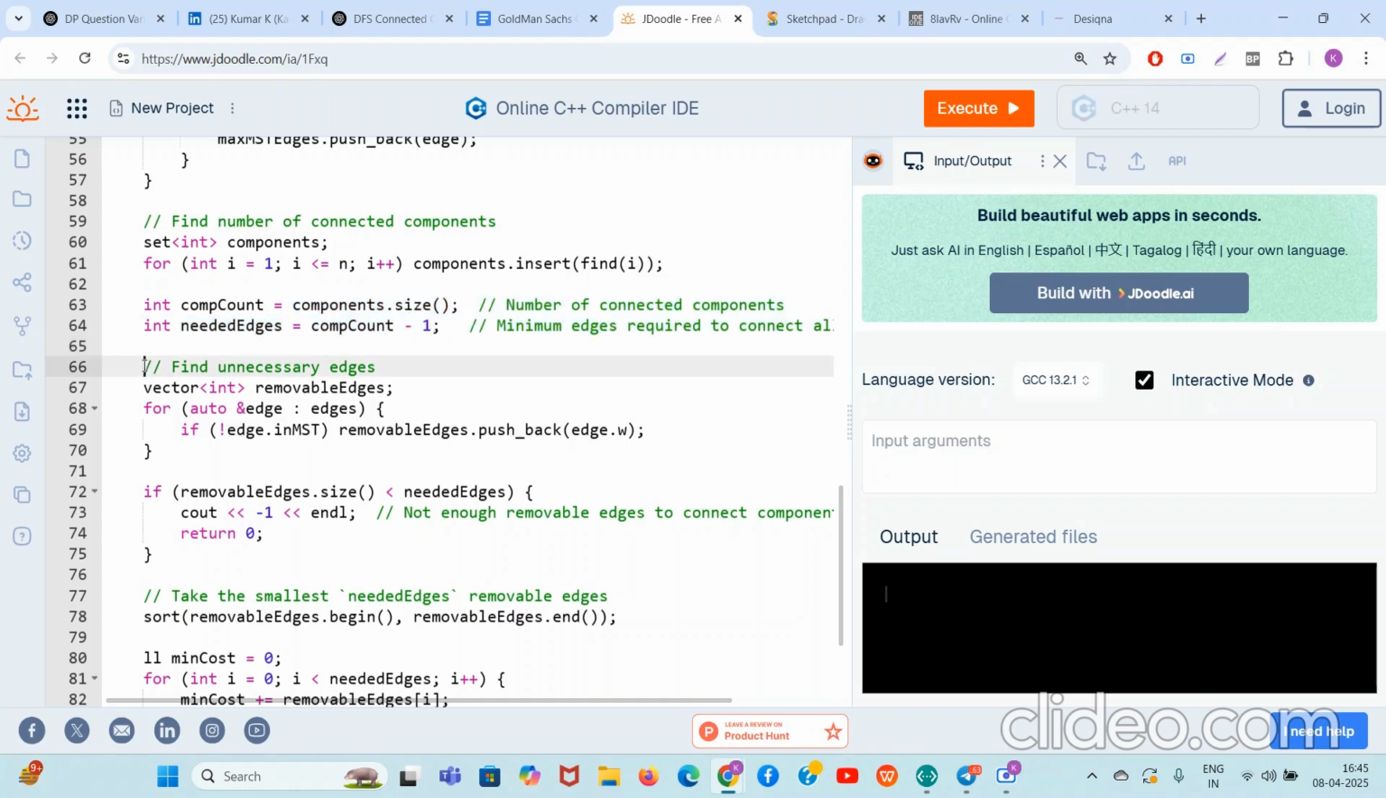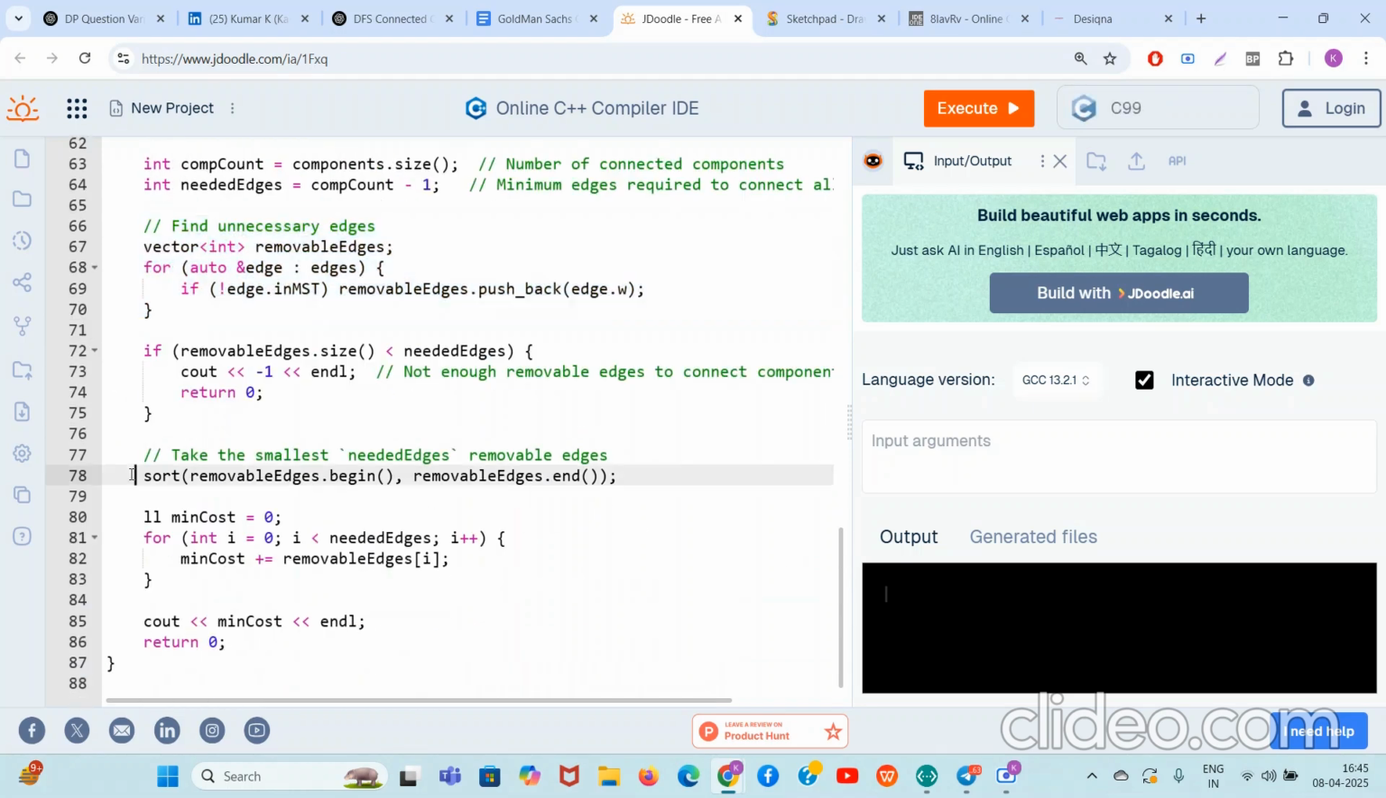Now we will try to find the unnecessary edges. Once we have the unnecessary edges, we now need the needed edges from them, right? So we will sort the extra array. This is the extra edge array. From the extra edge array, I will only travel till the needed edges. Let's say only two are needed. So only the two smallest I add in my main cost, and done.